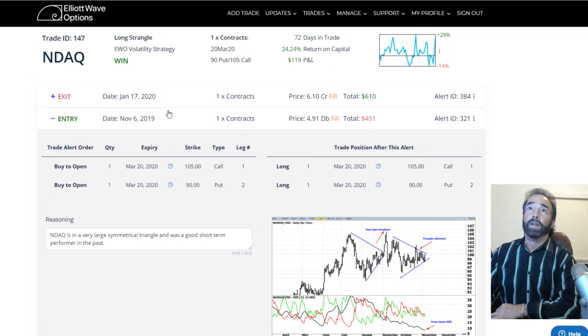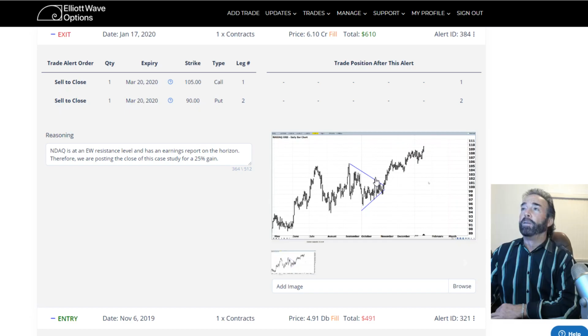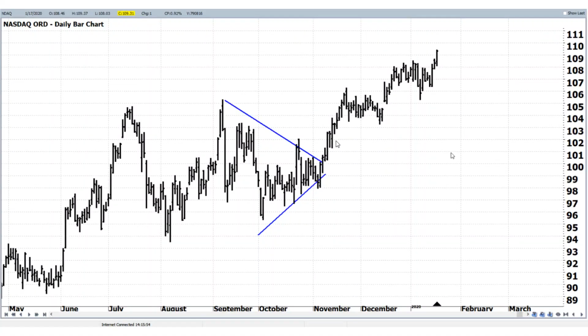So this one we closed out on January 17th, and if we take a look at this, you can see that this one broke out, then it went sideways, broke out again, and then moved up to the target point where we closed the position out. So you can see the reasoning behind why we didn't make but 25% on this breakout: it took a lot of time.